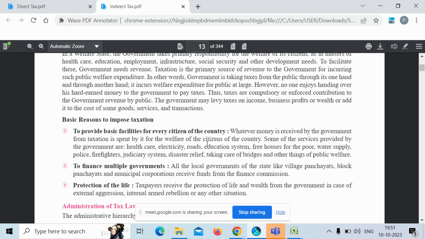Next, finance to local governments. All the local governments of the state, like village panchayats, block panchayats and municipal corporations, receive funds from the finance commission.